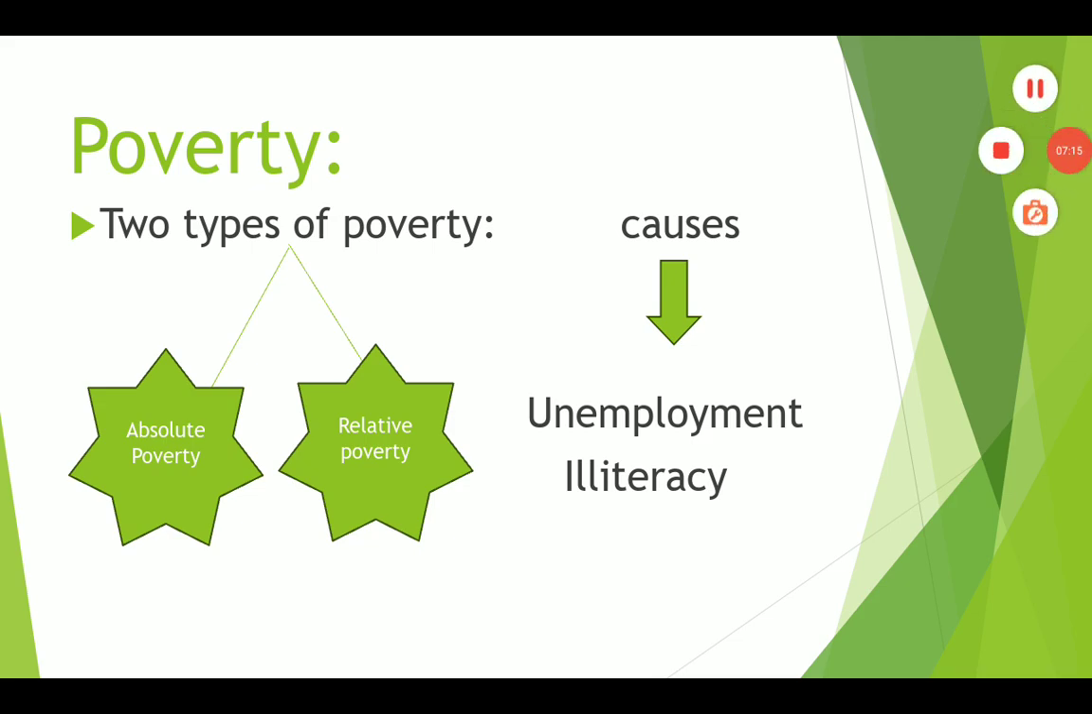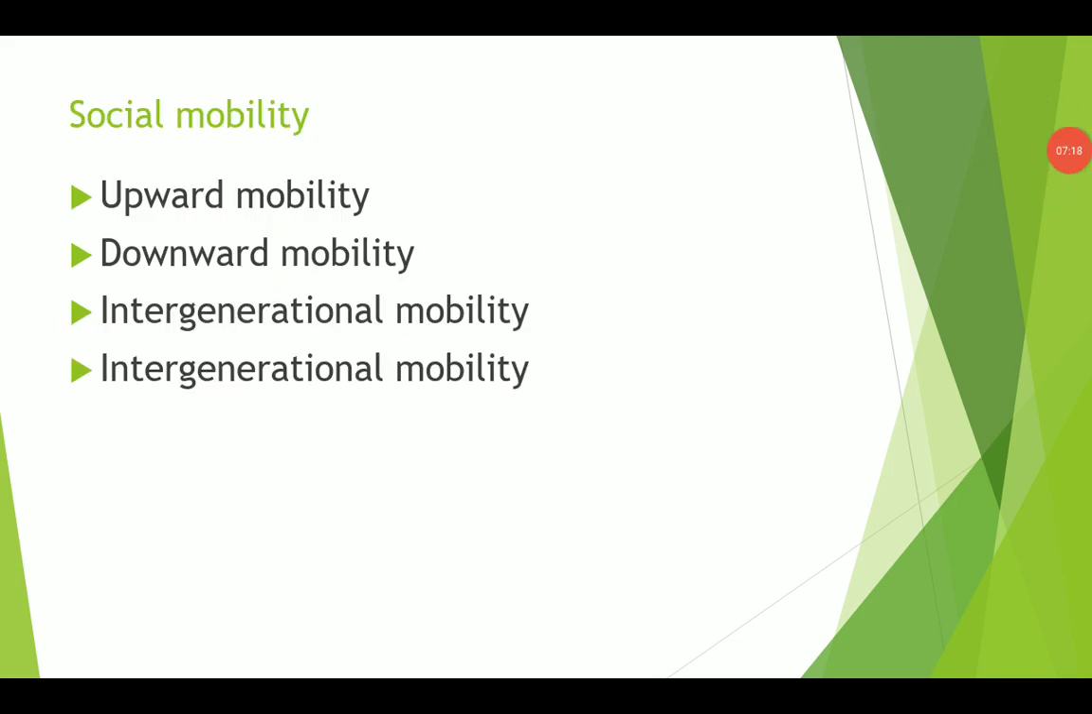So let's study what is social mobility. There are four types of social mobility: upward mobility, downward mobility, intragenerational mobility, and intergenerational mobility. Before I explain the types of mobility, let's learn what is social mobility.